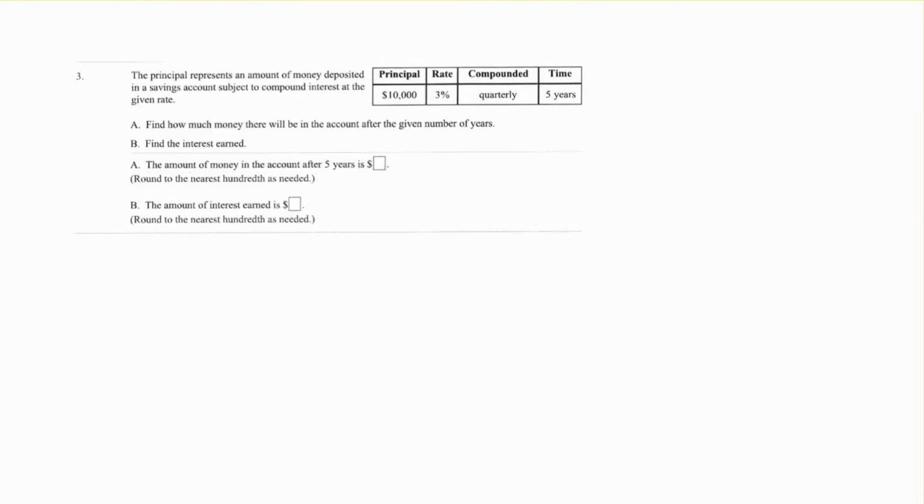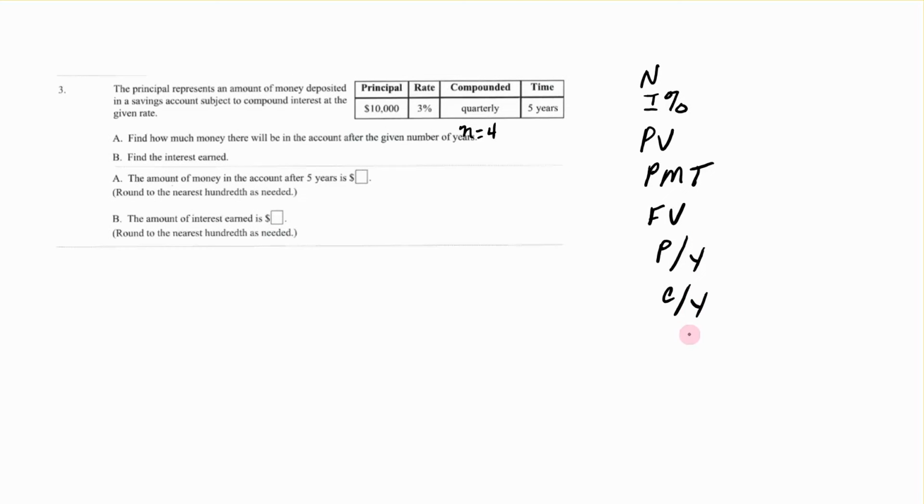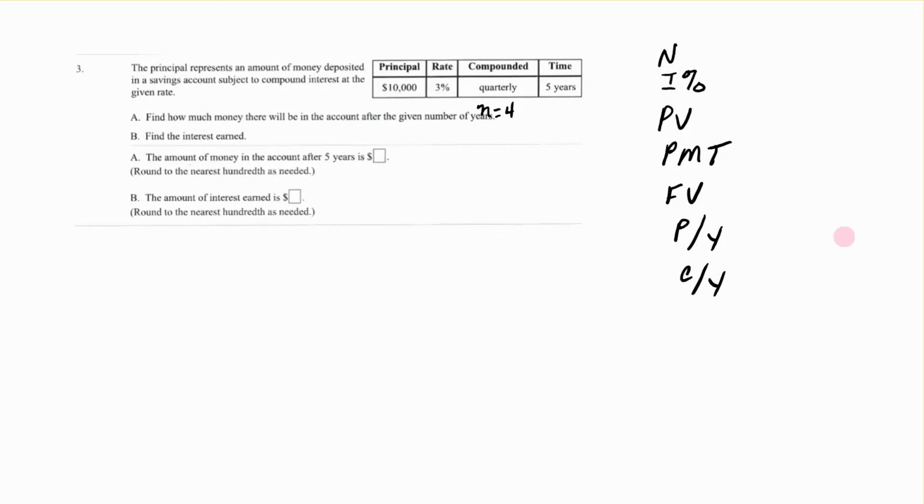All right, next one. We've got a principal of $10,000, 3% interest, compounded quarterly. Quarterly, little n is 4 times a year. They do it for 5 years. All right, so I have N, I percent, PV, PMT, FV, P per Y, C per Y, and I'm not going to write that end. We're just going to leave it as end on all these problems. That has to do with whether they do the compounding at the beginning of a period or at the end of a period. And it's very typical for it to be end.